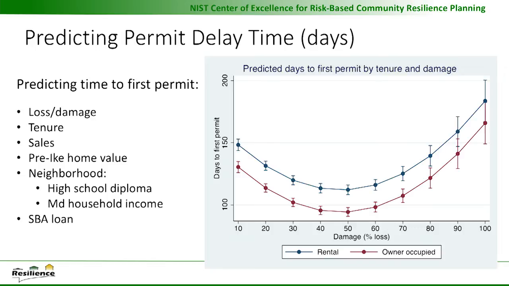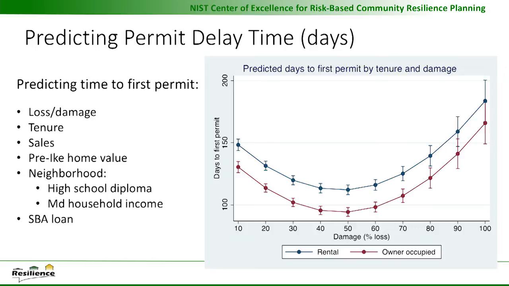So here's just an example. On our y-axis here we have days to first permit, and then with damage there, and you can see that nonlinear effect. Notice that the inflection point is around 50%, because at 50% we're dealing with substantial loss, bringing things up to a new code, as well as the negotiations between, am I at 50%, just below 50%, over 50, so all those issues as well. So you can see that consequence in there. And again, rental versus homeowner, those disparities as well.